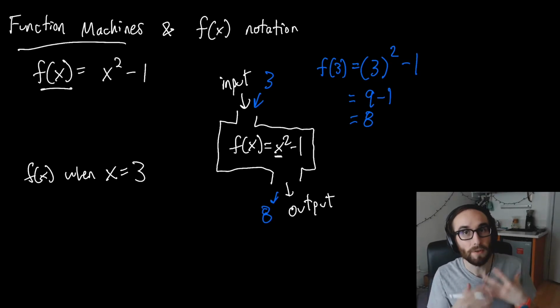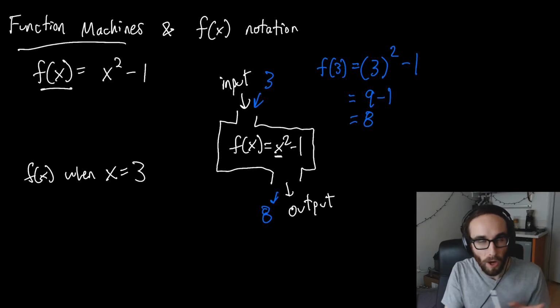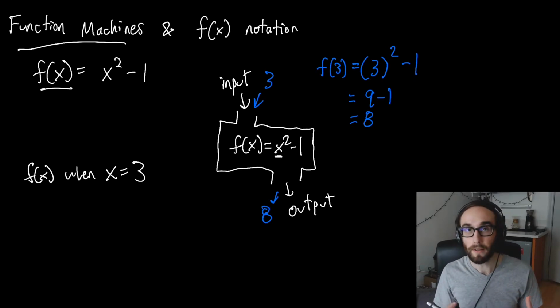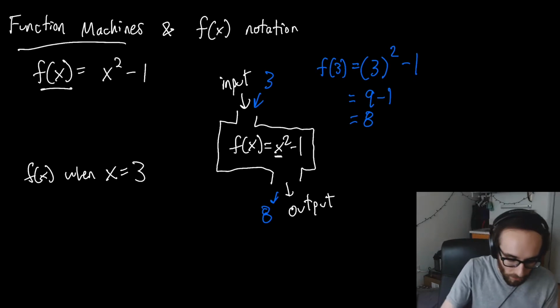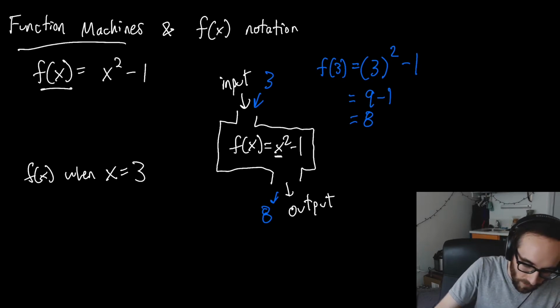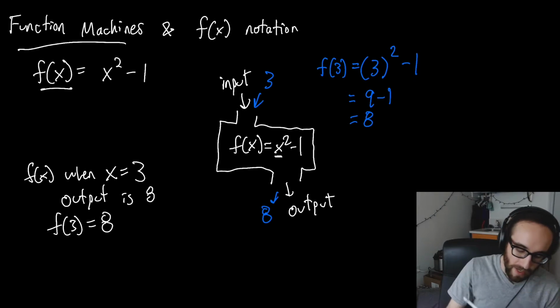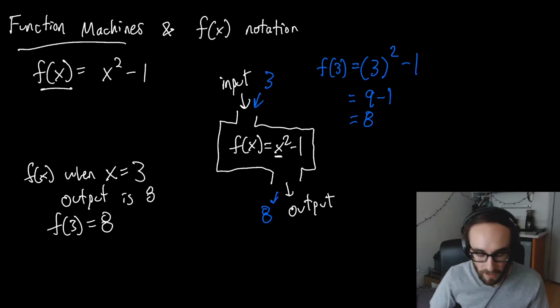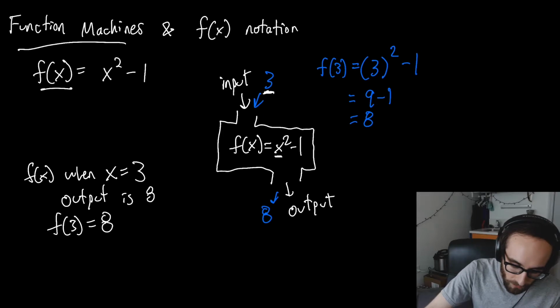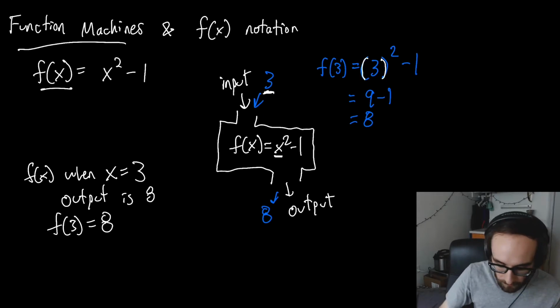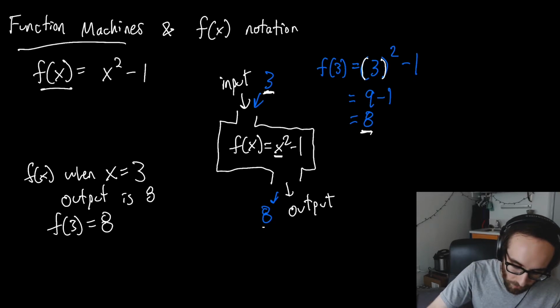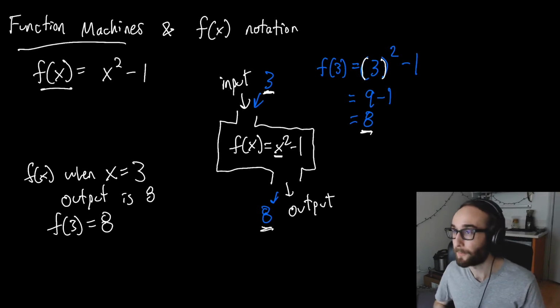So our x value is the input, what we put into the machine. We process it through the equation, and then whatever we end up with after simplifying is our output. So f of x when x equals 3, we see that our output is 8. Or another way to write this is f of 3 equals 8. So whenever we have function machines, that means we just take an input, we plug it in for x, wherever x is, making sure we use parentheses when we plug it in. And then when we simplify, whatever we end up with is our output.